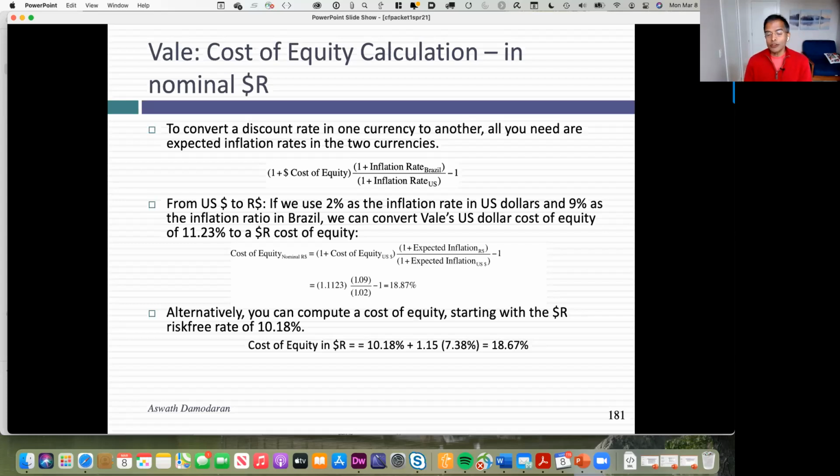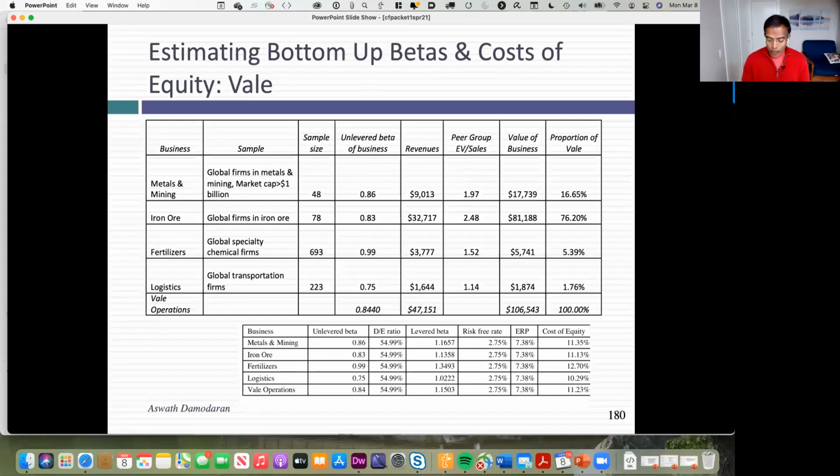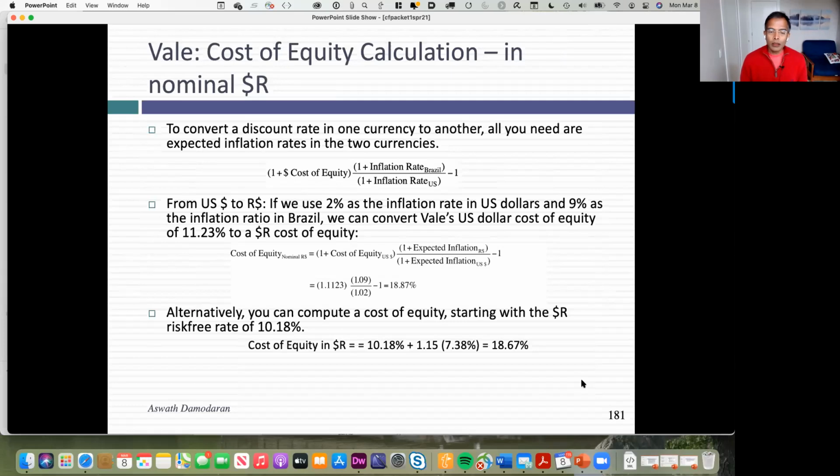I have, for instance, the US dollar cost of equity for Vale is 11.23%. That came from the previous page. It's a bottom number, 11.23%. So I'm going to take that 11.23% as a dollar cost of equity. And then I'm going to estimate two numbers, and these are estimates: an expected inflation rate in reais and an expected inflation rate in dollars. Let's say that in 2013, those numbers were 9% in reais and 2% in dollars.